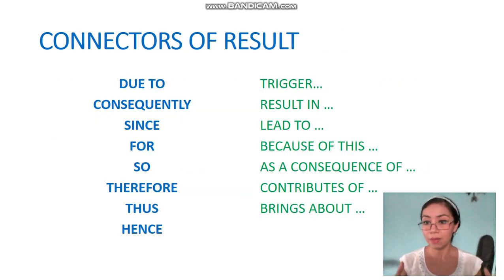Those are the most common. The list is actually bigger. If you go to any page and Google connectors of result, you're going to get a really big list. I chose to give you the most important, the most useful, the most normal ones that you will find, and also the most representative examples of them. So if you ever find another connector, you will see, oh, that connector is similar to one of the ones we checked in the class, okay?